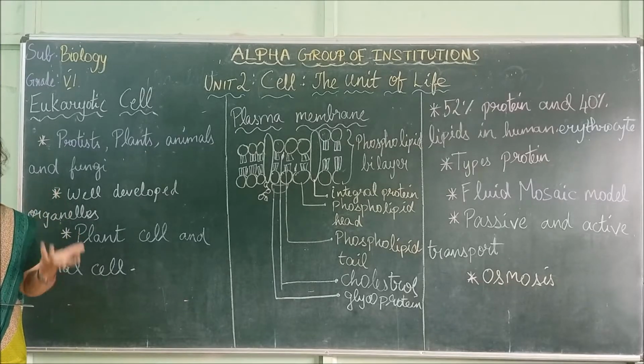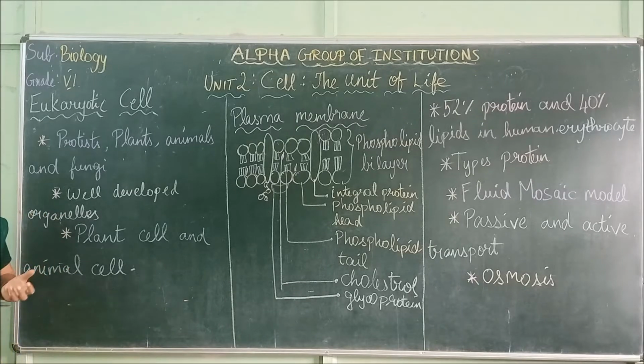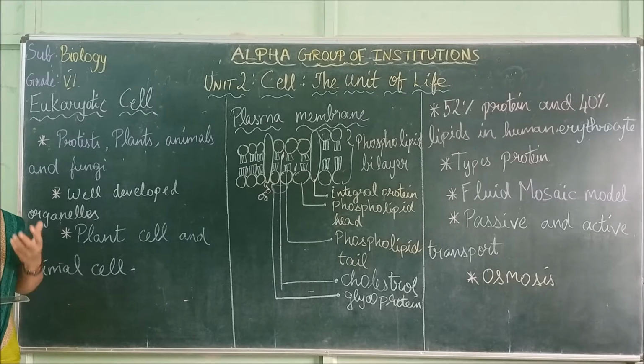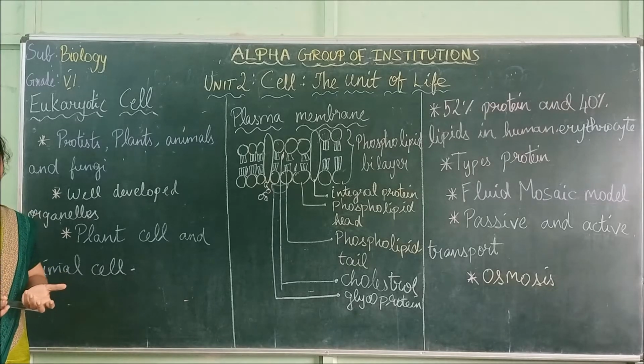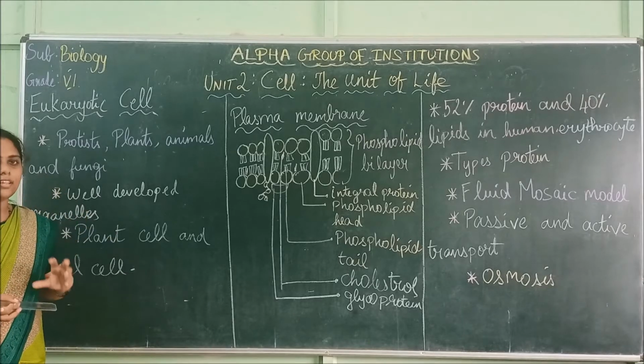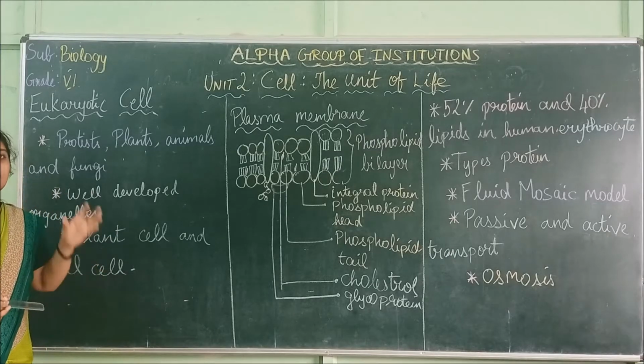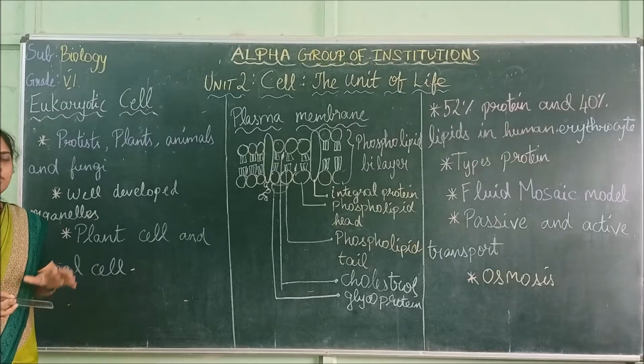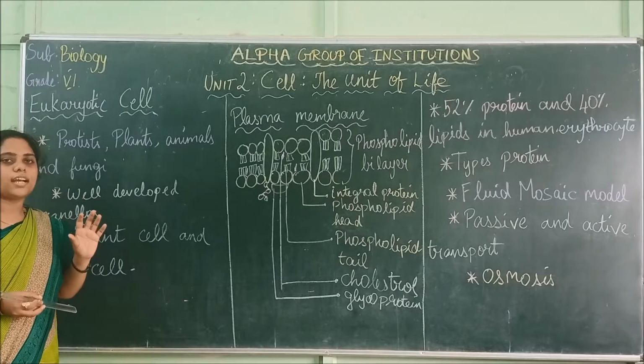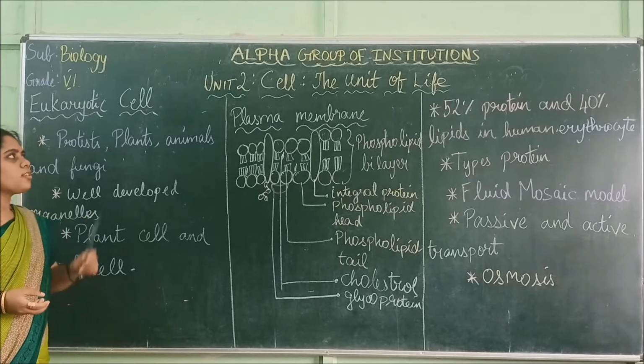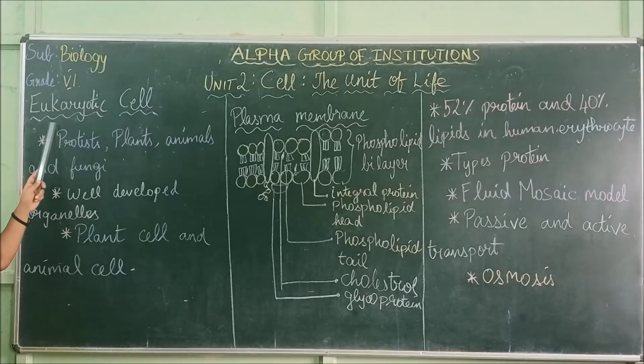They will have a nucleus to control the cell, a mitochondria to give power, a vacuole, and an endoplasmic reticulum. Each organelle is present for a specific function. That is only considered a well developed cell, and only those cells are called eukaryotic cells.